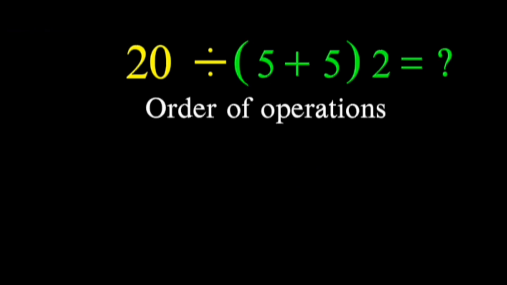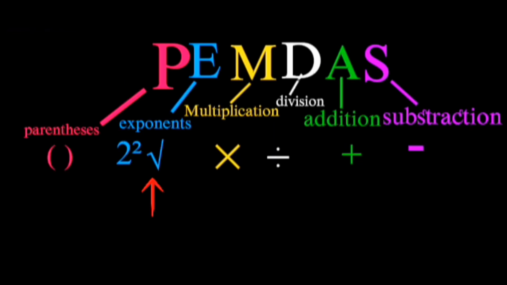the order of operations. The order of operations tells us that when we encounter a mathematical expression, we cannot start solving it randomly. Instead, we must follow a specific sequence called the correct order of operations. The correct order of operations is known by a short acronym called PEMDAS. P stands for parentheses, E stands for exponents and roots, M stands for multiplication, D stands for division, A stands for addition, S stands for subtraction.